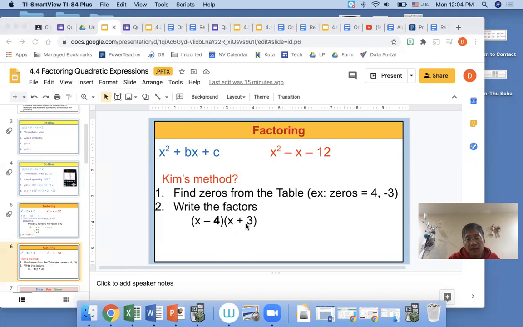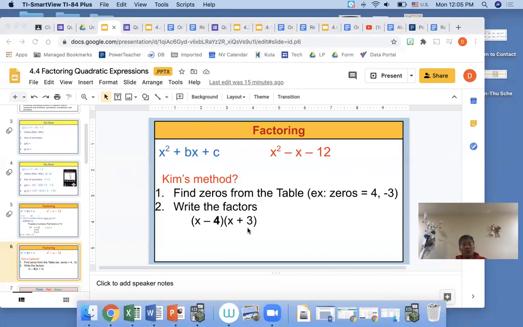But let's say you found only one zero, it's okay. If you have x minus 4, what do you do? x times x is x squared. And then the last number must be negative 4 times what gives you negative 12. From here you can find it. So negative 4 times 3 is negative 12. So that way you can find it.